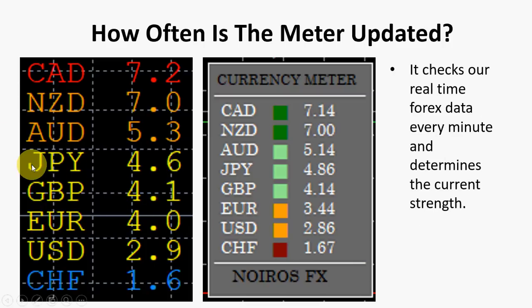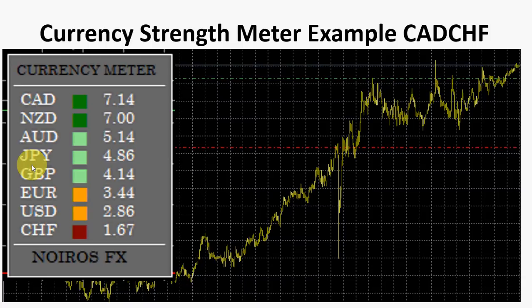So how often is the meter updated? It is updated every minute and it pulls data from the last 24 hours. So now let's look at examples. We are going to look at 3 examples of how this works in live trading. This is a chart taken today, and at the same time, this is the currency meter.